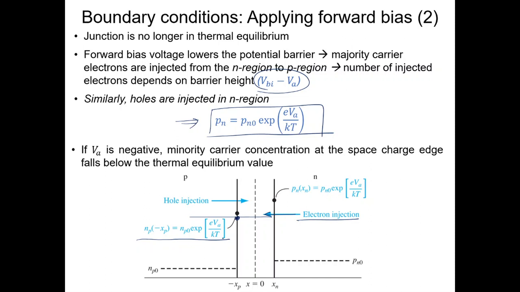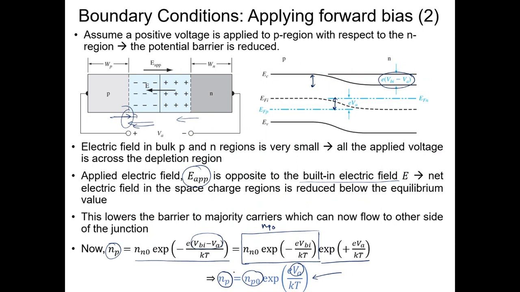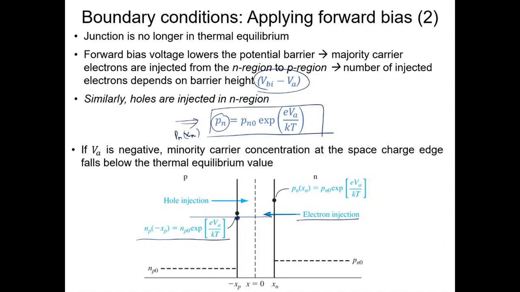So you can fairly write this Pn as Pn(xn), and previously we had this Np, which can be written as Np(minus xp). So we can note in this figure that Np at minus xp, which is the starting point of this space charge boundary, is written in the form of Np0, which is the minority carrier electrons at the P side under equilibrium, times exponential of eVA by kT. And a similar relation exists for the other side.